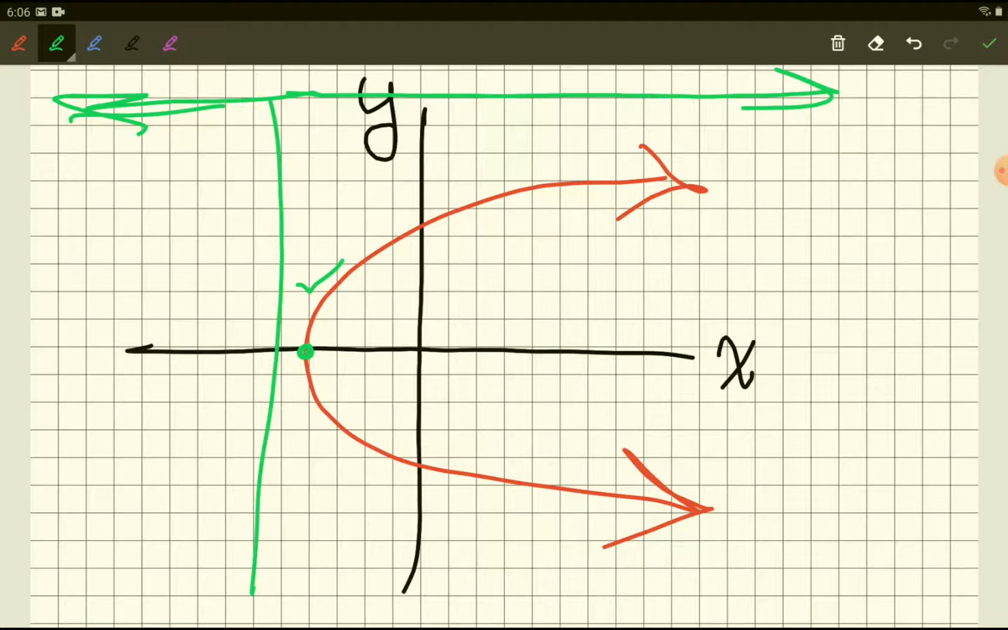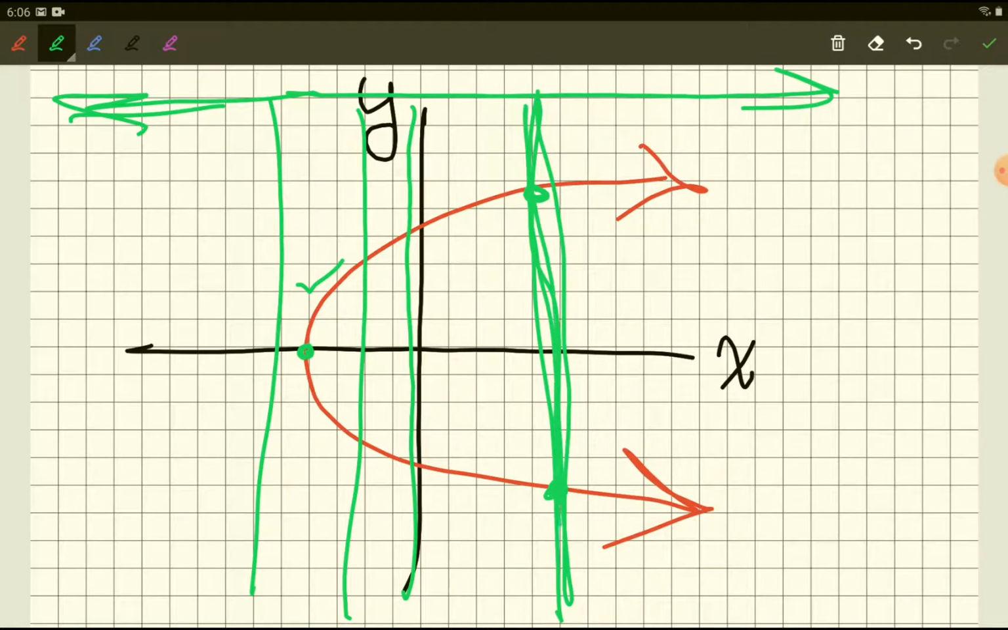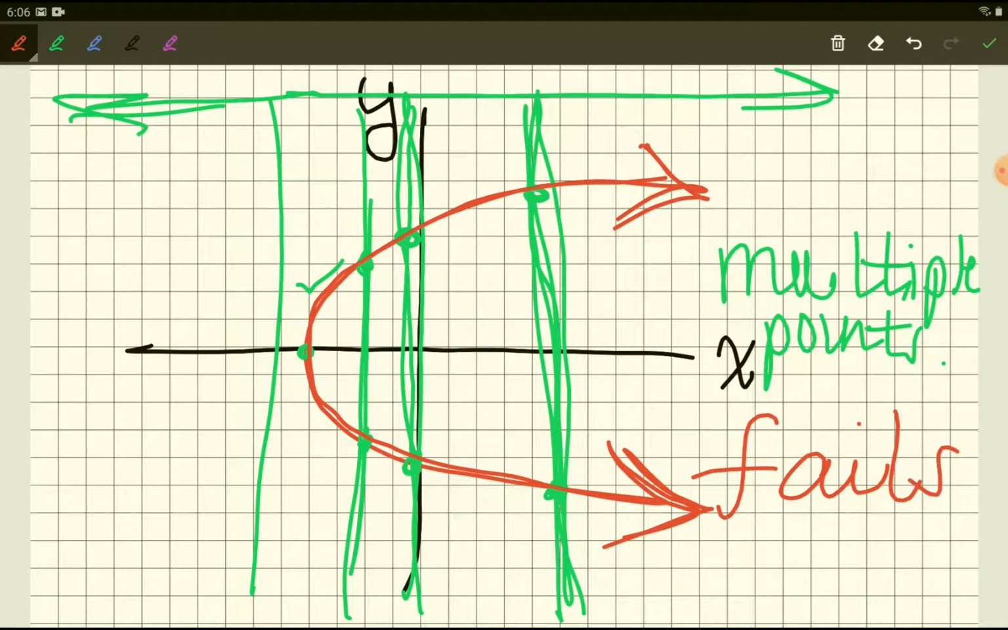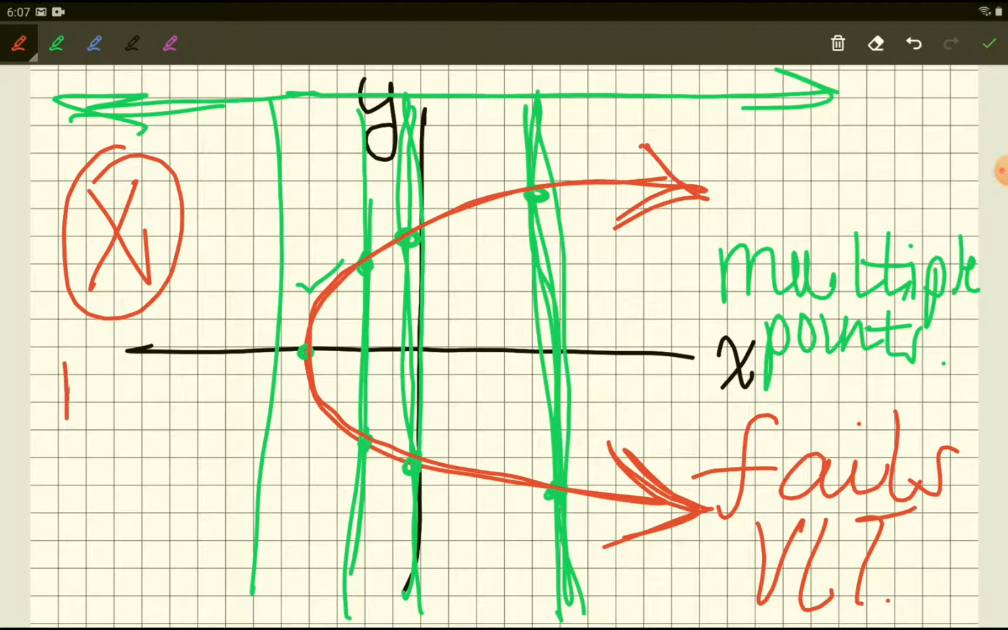But what happens when you draw a vertical line like right there, or right there, or right there? Here, it hits the graph twice. Here, it hits twice. So at multiple points, this red sideways parabola is not a function. It fails the vertical line test, okay? So it is not a function.